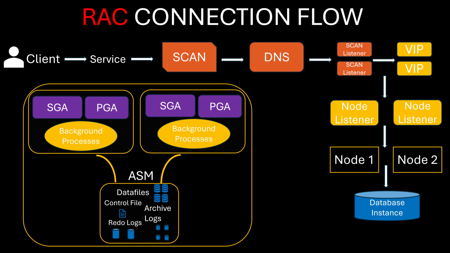But there is another important concept here called services. Services allow Oracle to intelligently route workloads. For example, OLTP users may connect to one service while reporting users connect to another. The user thinks they are connecting to a database. Oracle is actually deciding the most appropriate destination behind the scenes. This abstraction is one of the reasons RAC can provide both scalability and flexibility.